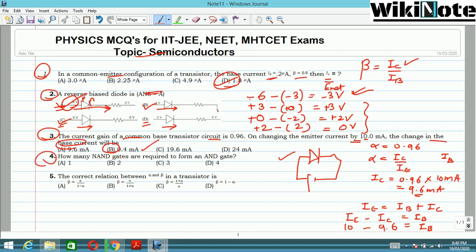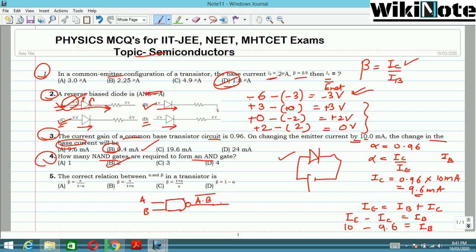Question number 4, how many NAND gates are required to form an AND gate? So the answer is 2. How many NAND gates? NAND gates are used in this fashion, keep in mind. So the NAND gate, its symbol is like this, so A into B, and if you cancel out this bubble, the output is A dot B and its complement.